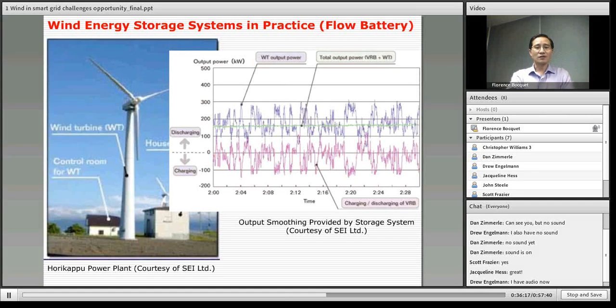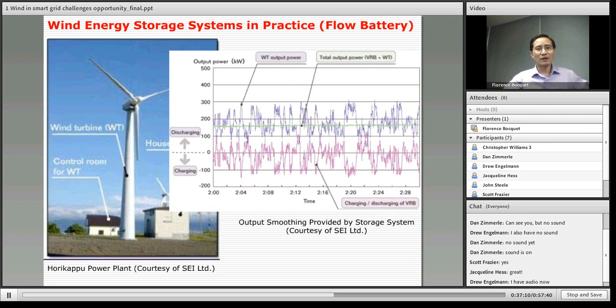This is a real case in Japan, in a wind power plant. I think they use a flow battery to help smooth out the power output from the wind farm. As you see, the pink line is the actual wind power plant output without batteries, without energy storage. It has a lot of fluctuation, but the green line is the power delivered to the power grid, so it's a straight line.